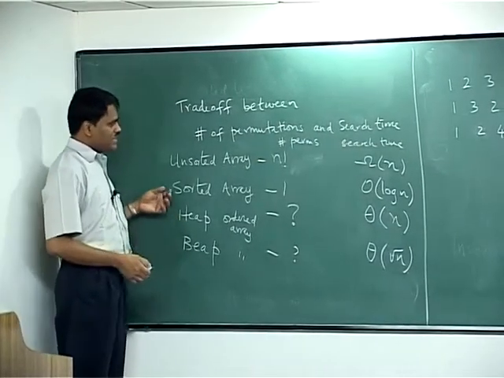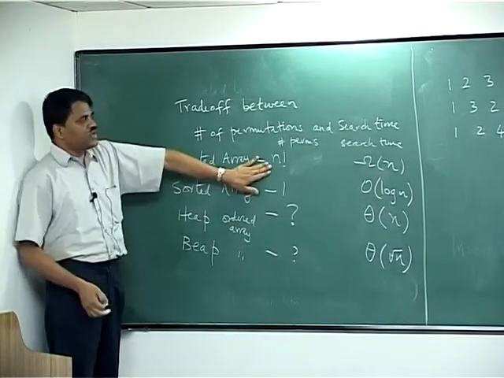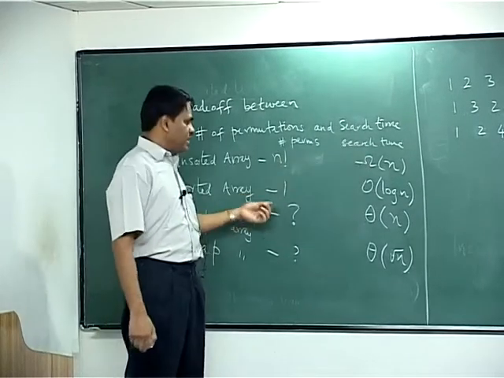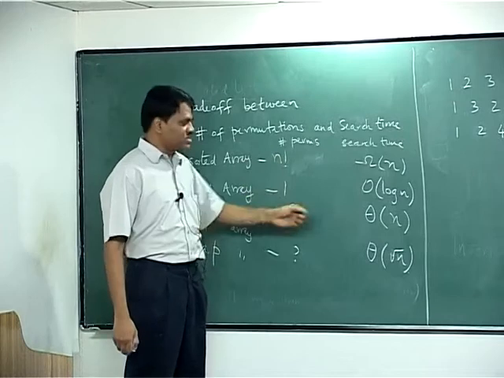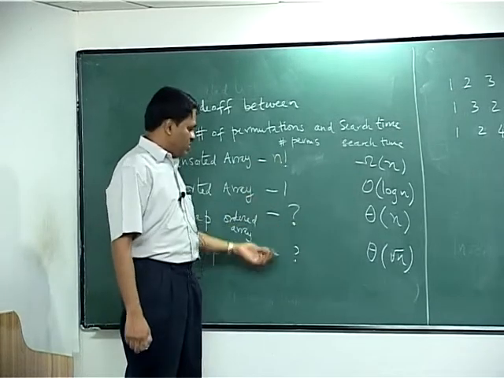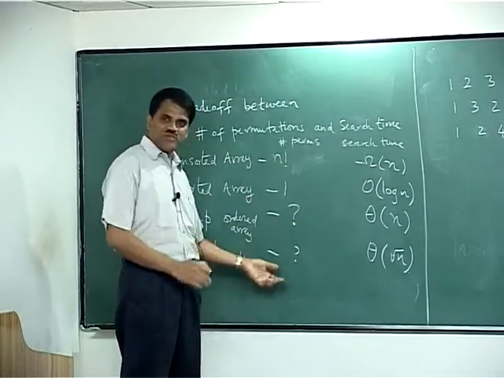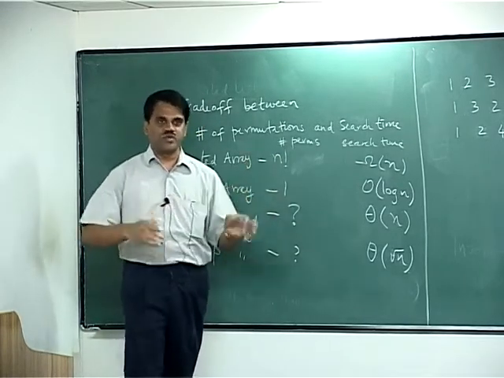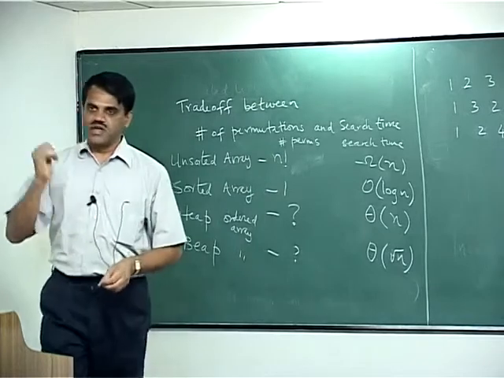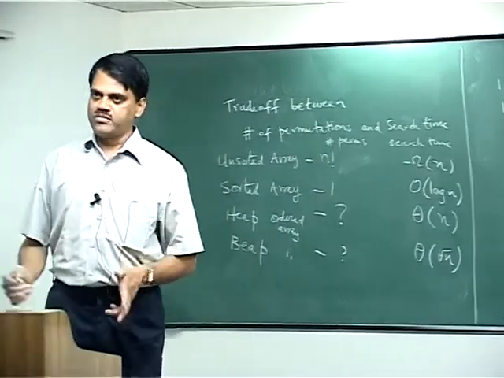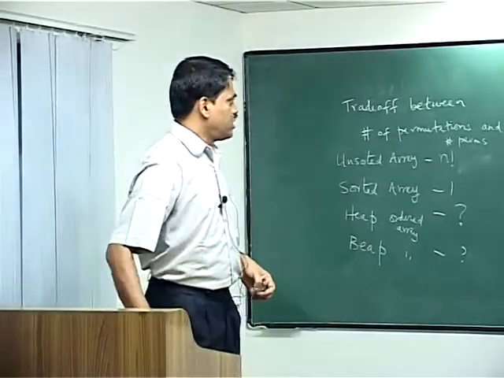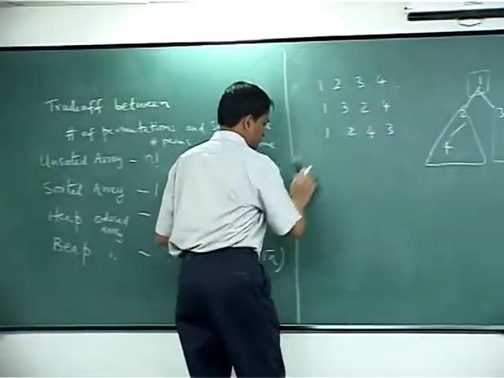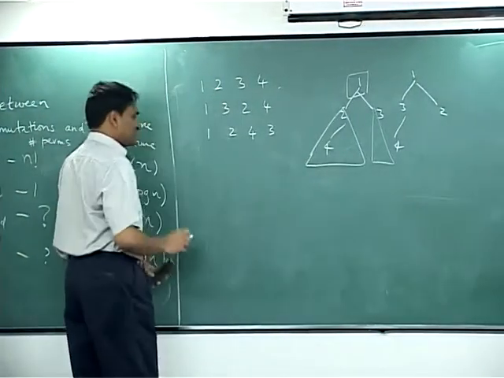You can see that there are lots of permutations allowed here and search time is large. Here it is the other extreme, very restricted, the search time is log n. In beep you will have fewer permutations and you have a root n. So, is there a connection between the number of permutations allowed and the search time? That is a question we want to answer. So here is a claim and let us see how to prove this.